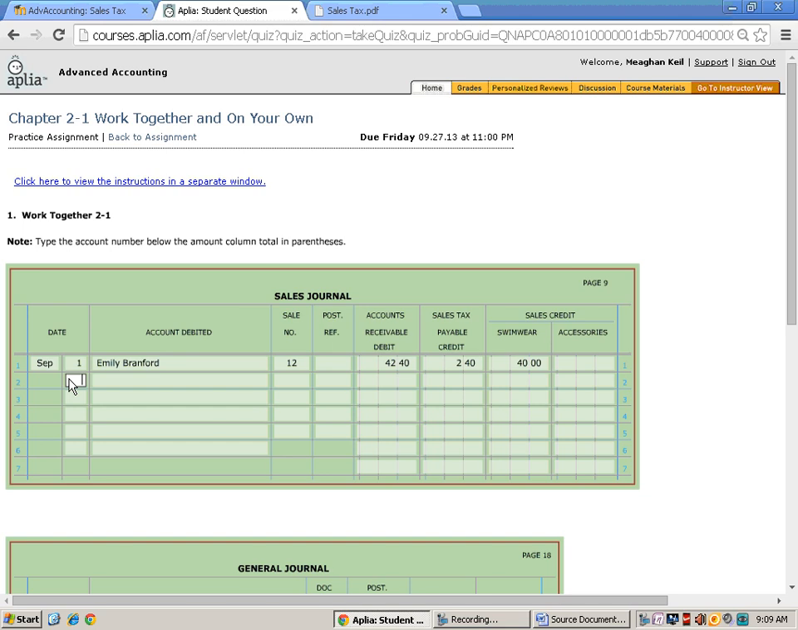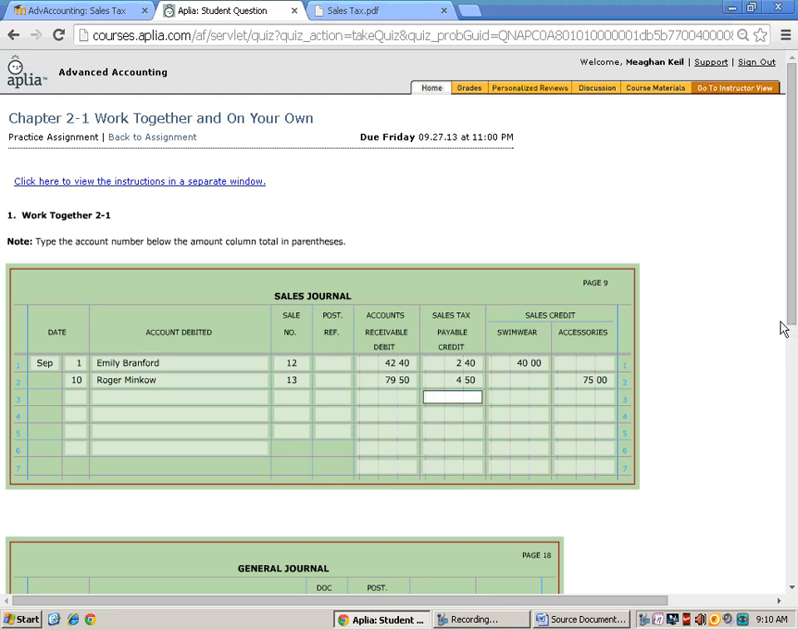Next one, on the 10th, we sold 3 beach mats to Robert Minco for $75 plus sales tax, S13. So our date is the 10th. We sold them to Robert. Sales invoice is 13, and now these are accessories. So we're going to have $75 worth of beach mats. He has to pay sales tax on it. So 75 times 0.06 is $4.50. The total will be $79.50 that Robert is going to have to pay us in the near future.